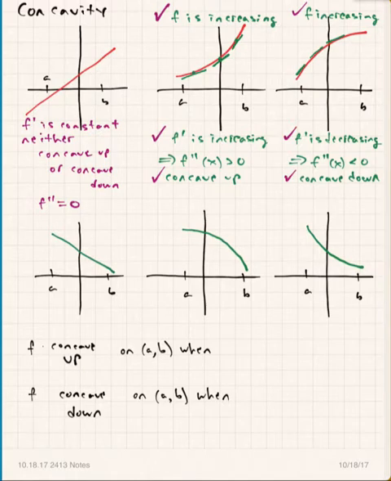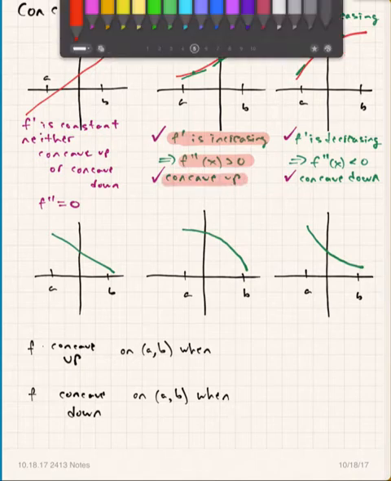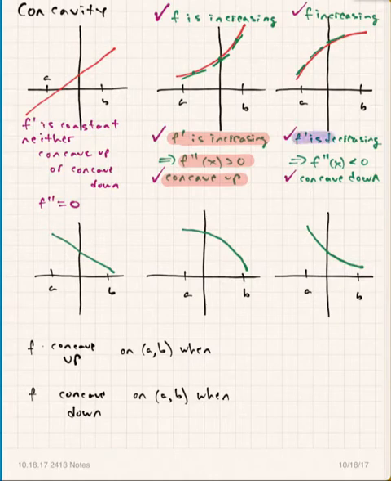All right, so going back through those pictures again, if f prime is increasing, then the second derivative has got to be positive, and the function is concave up. On the other hand, if f prime is decreasing, then the second derivative has got to be negative, and the function is concave down. And you can look at the shapes to see how the bend in the graph would work when you've got a function that's concave up and one that's concave down.